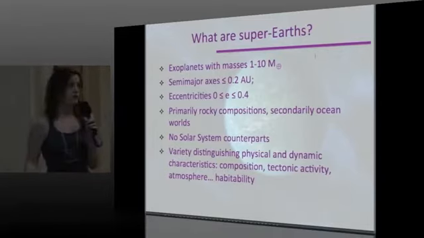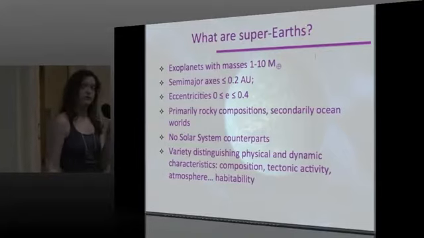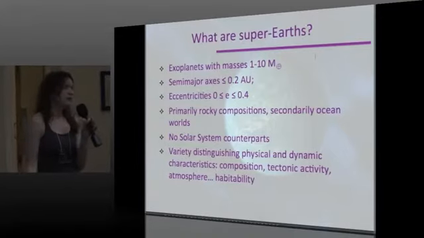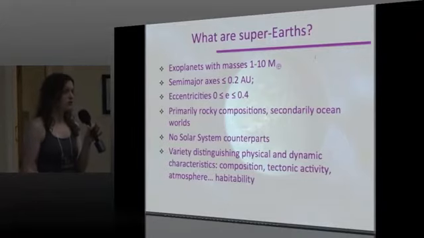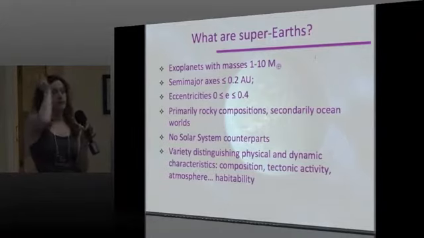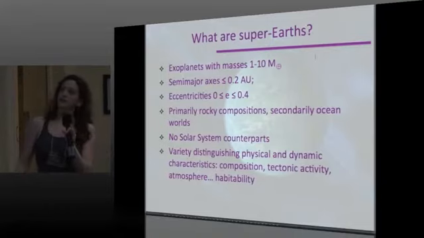So primarily, they're terrestrial. Secondarily, they are ocean worlds. They have no solar system counterpart. Like I said, they're up to 10 times the size of the Earth, and they orbit even closer to our sun than where Mercury orbits, roughly.